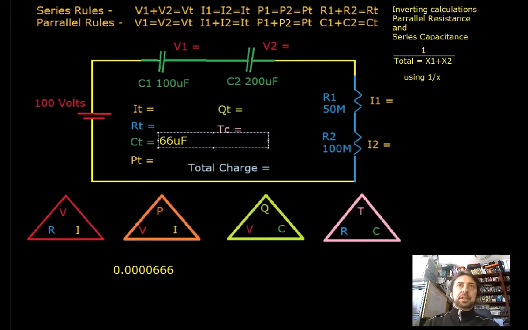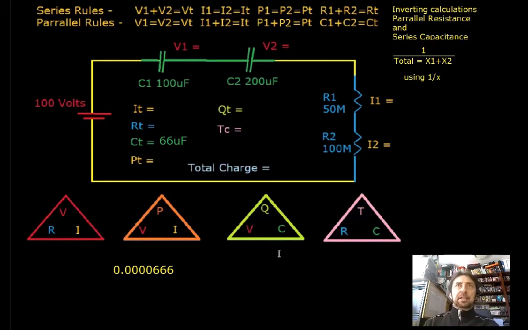So 66 microfarads is expressed with that U, that letter, which tells us that it's in the micro range. So once we've got that, we've got quite a lot of information now on the screen. We've got the total voltage, which is 100 volts, and now we've got the total capacitance, which is 66 microfarads.